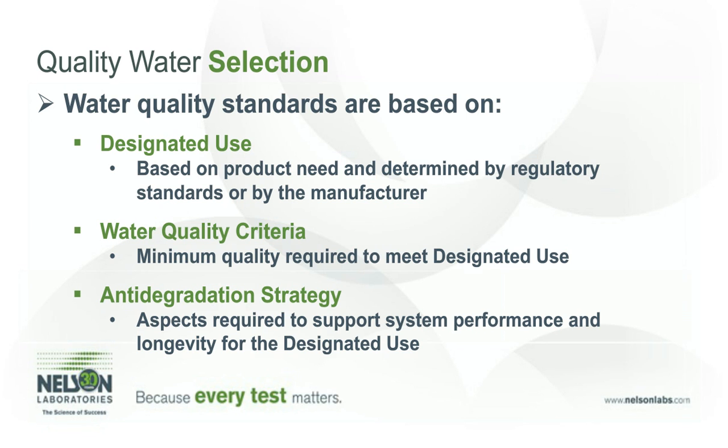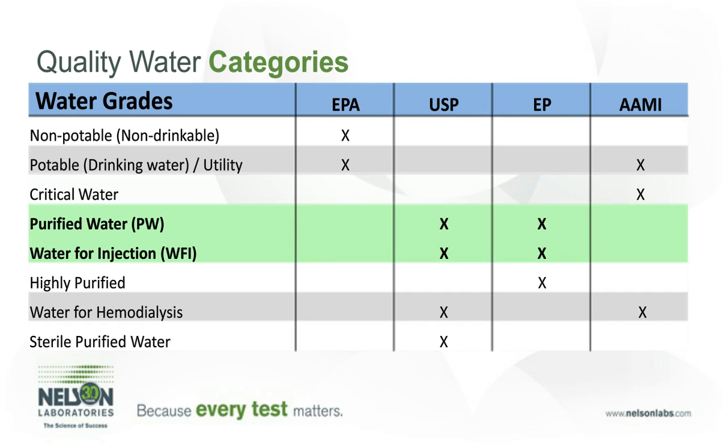Lastly, establishing an anti-degradation strategy to maintain performance and the longevity of the system. The anti-degradation strategy should include proper design, proper operation, and proper process controls to minimize biofilm formation and system fouling. A few common categories of water grades are listed here in chart form.